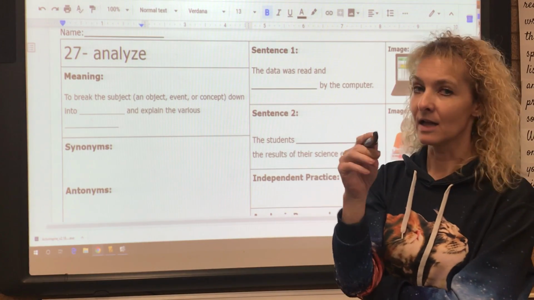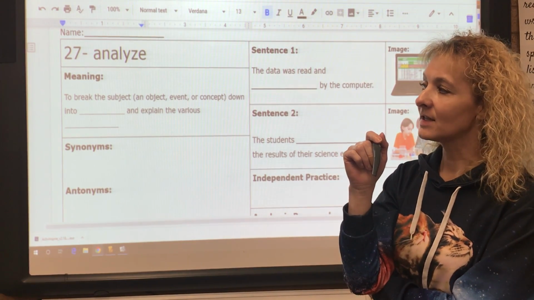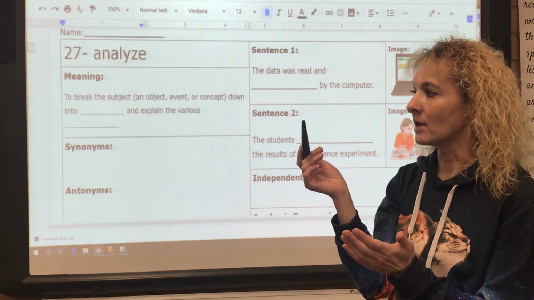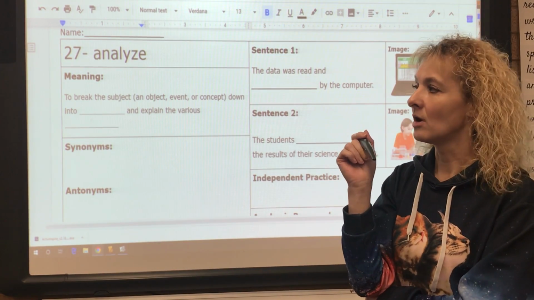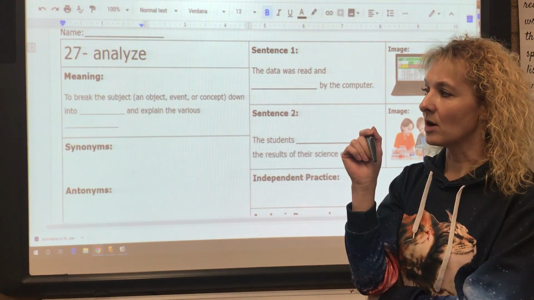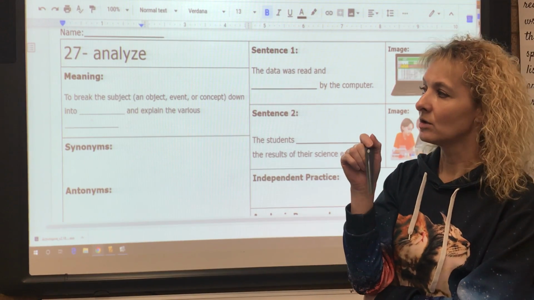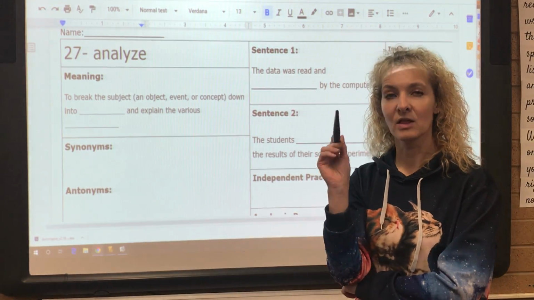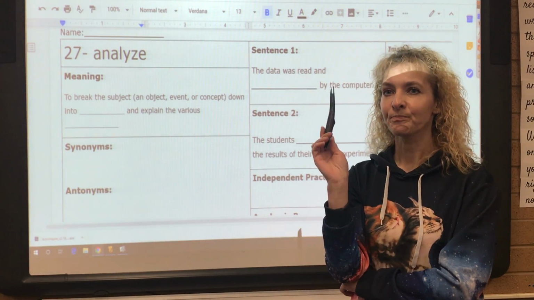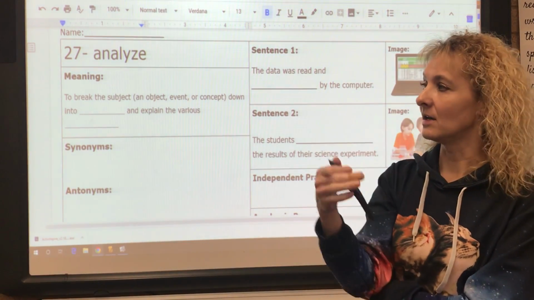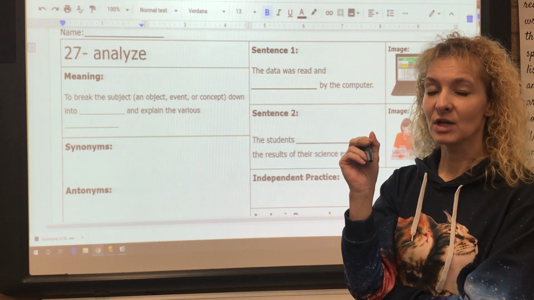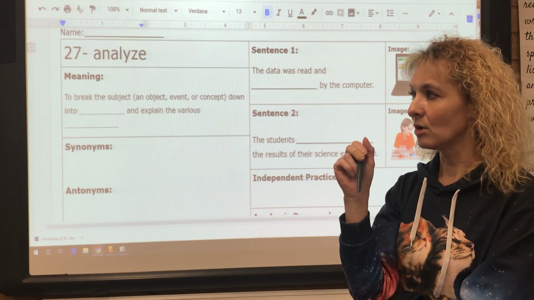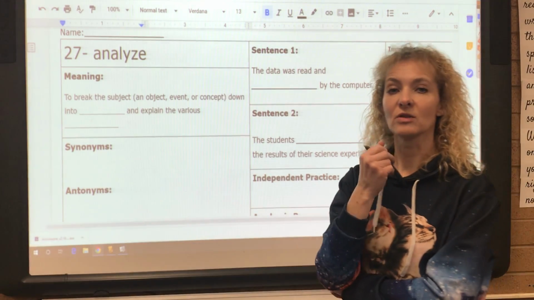Analyze means to break the subject, an object, event, or concept, down into parts and explain the various parts. Okay, again, analyze means to break the subject down into parts and explain the various parts.